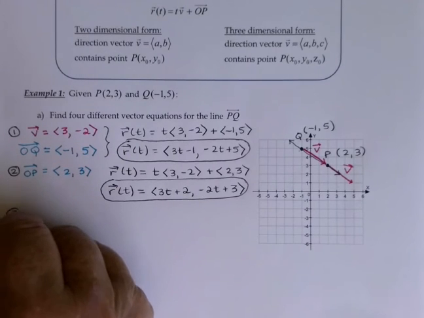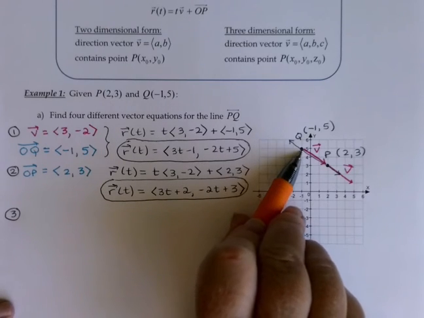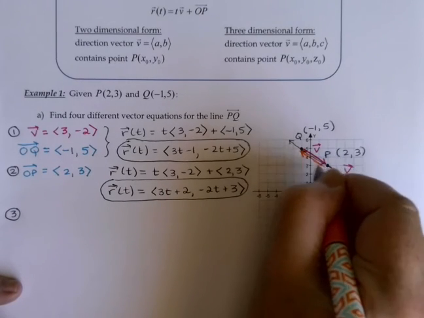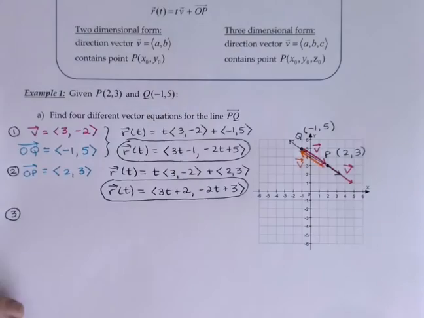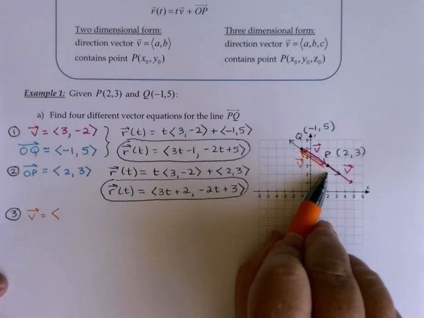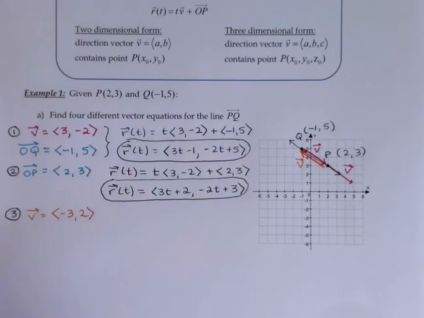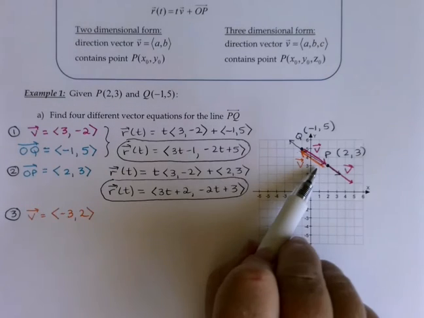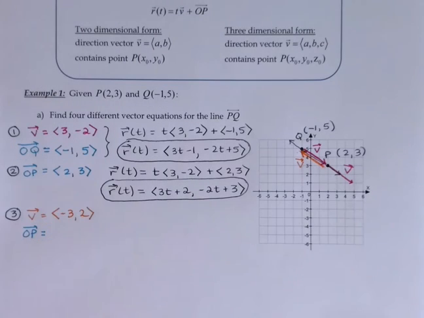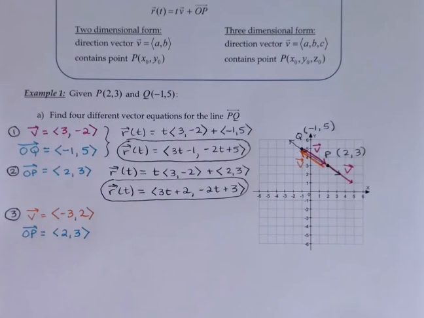All right, for 3 and 4, I'm going to use a different direction vector. Instead of thinking of my direction vector as running from Q to P, what if I think of my direction vector as running the other way, from P to Q? So now my direction vector, terminal minus initial, is (-3, 2). The way I have it drawn right now, it starts at P, so I'm going to go ahead and use OP to get the starting point for the first time, (2, 3). But again, it doesn't really matter. You can use any point on the line.